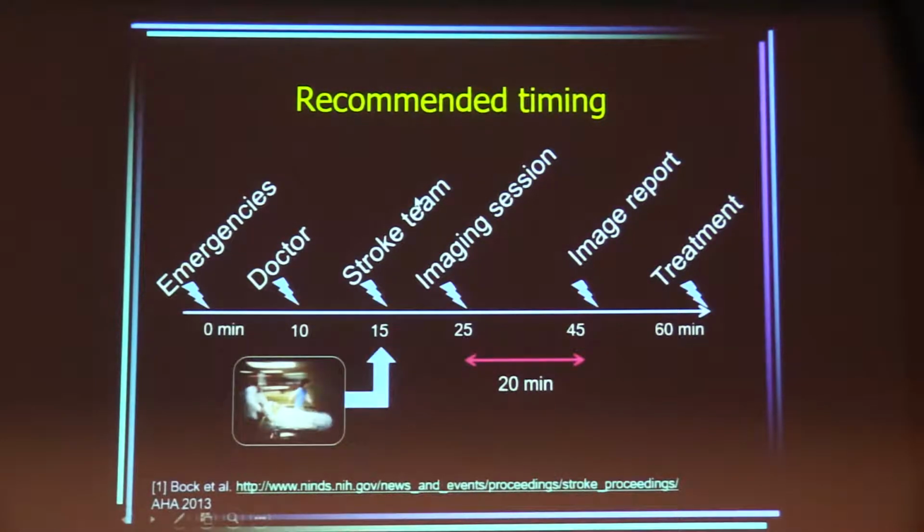The recommended timing when you manage a patient who is suspected of having an acute stroke is to bypass the emergency care, go straight to the stroke team, and have the imaging session, and the recommended timing of the scan duration plus image reading is about 20 minutes. That means that you have to start looking at the images as soon as the exam starts, especially if you're doing MR. You don't wait until the exam is finished before you start looking at the images.